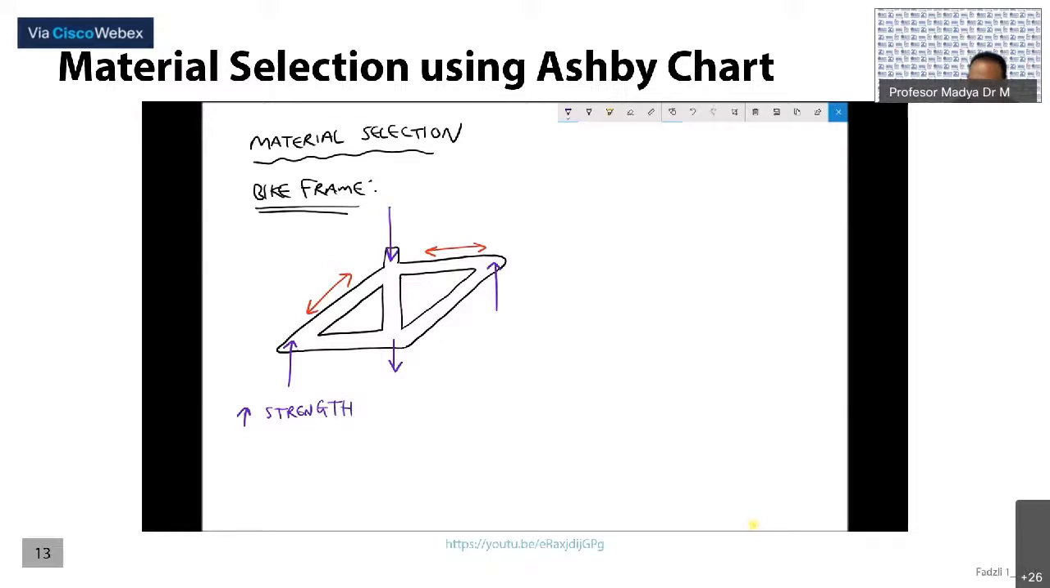And if you recall, the symbol for strength or for stress is sigma. So we need it to have high strength. The other thing that we're going to want is we're going to want this frame to be stiff. Because it's being subjected to a number of forces, the last thing we want is for this frame to twist. So we want high stiffness.